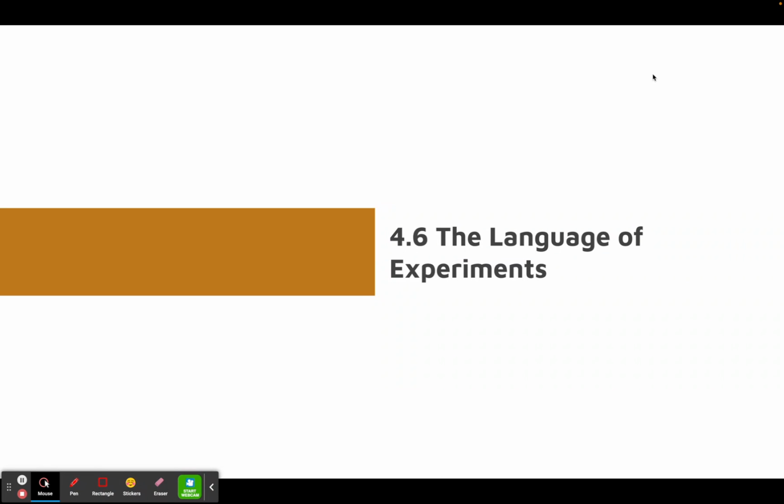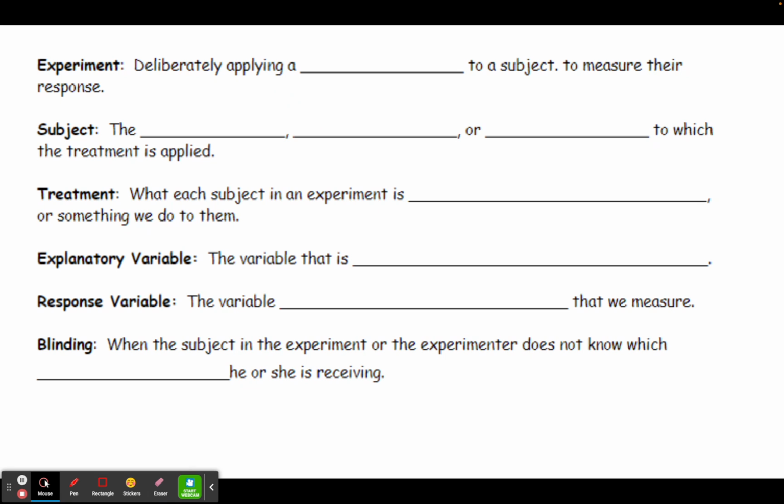In section 4.6, we're going to formally define some of the vocabulary terms that we use when we're talking about experiments. In the last lesson, you looked at some examples of experiments and thought about what could go wrong and how we can make experiments good in design, but now we want to define some of those terms. So first, let's define again what an experiment is.